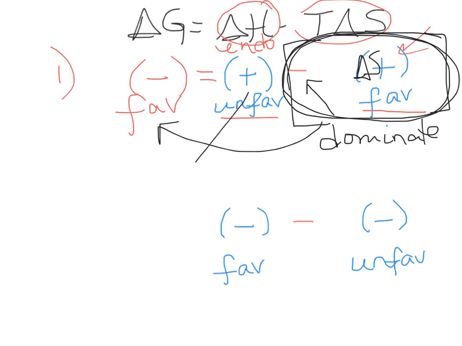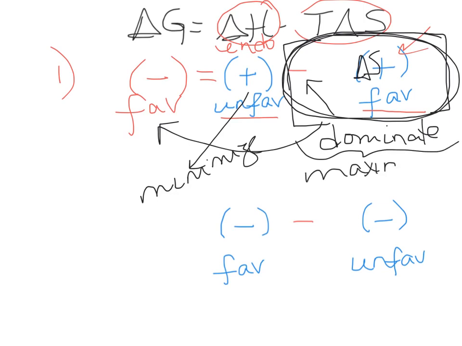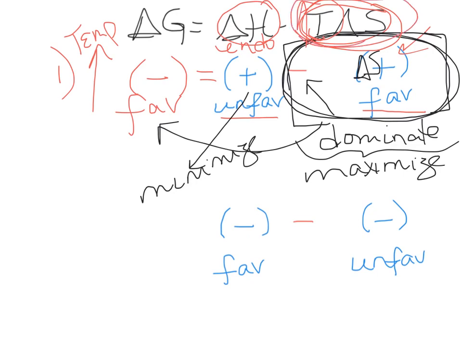So we want to minimize the enthalpy term because it's unfavorable, and we want to maximize the entropy term because that's what's favorable. How do we maximize the entropy term? By increasing the temperature. If T goes up, this whole term goes up. So high temperatures will make this type of situation favorable.